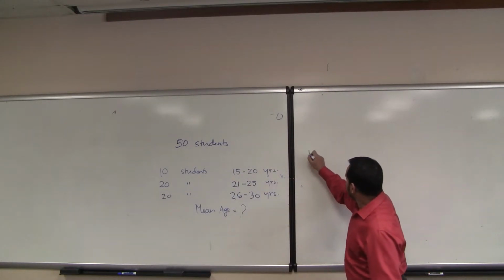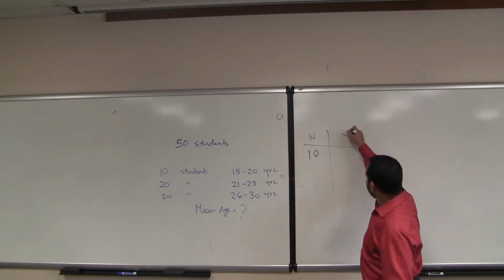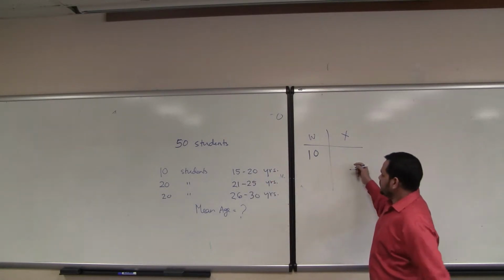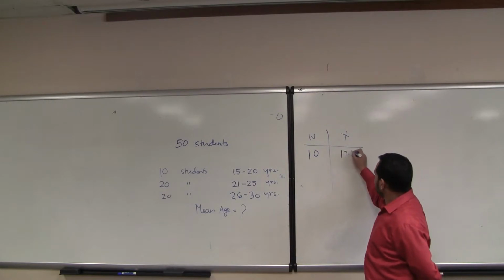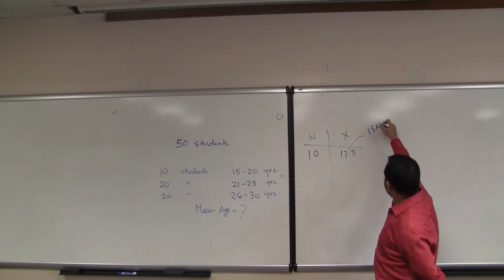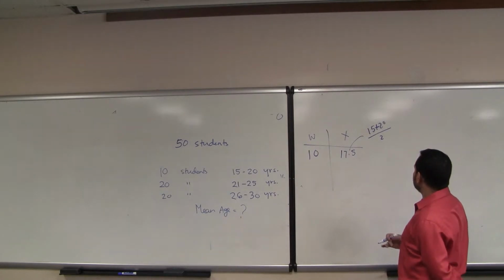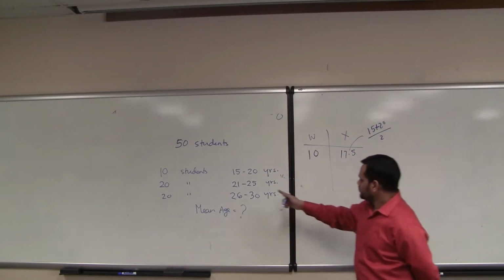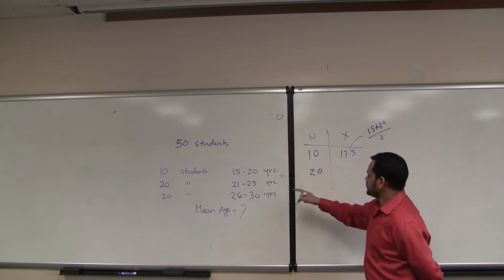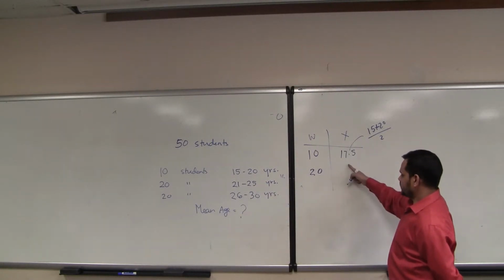So I will write this way. Say this is my weightage, this is my data. 15 to 20 means the average is 17.5, if I am right. This comes from 15 plus 20 divided by 2, which is 17.5. Then 21 to 25: how many? 20 students, their age is 21 to 25. That means what is the average?